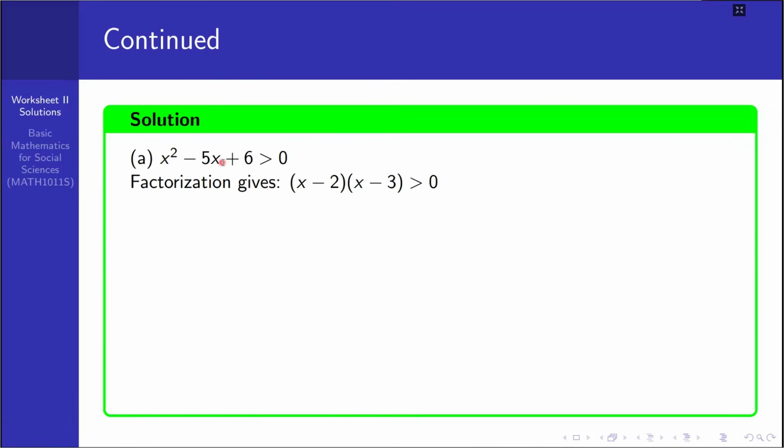For example, factorization method. If we factorize this one, that is, we need to find two real numbers whose sum is negative 5 and whose product is positive 6. And these two real numbers are minus 2 and minus 3, so that this one, that is x squared minus 5x plus 6, can be expressed as the product of x minus 2 and x minus 3. So that is fully the factorized form of this quadratic term. Therefore, it must be greater than 0.